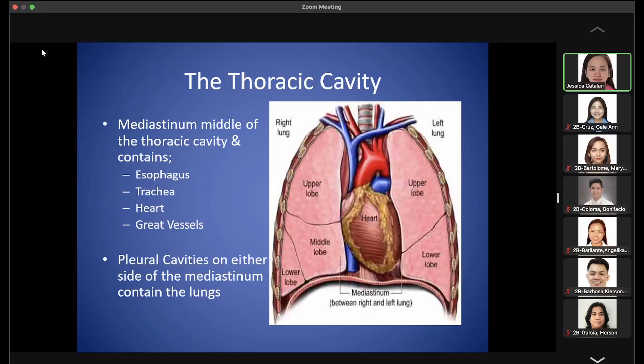Also, you have the pleural cavities, which lie on both sides. Now, this contains the lungs. So for the lungs, on the right lung you have 3 lobes, and on the left, you have 2 lobes.